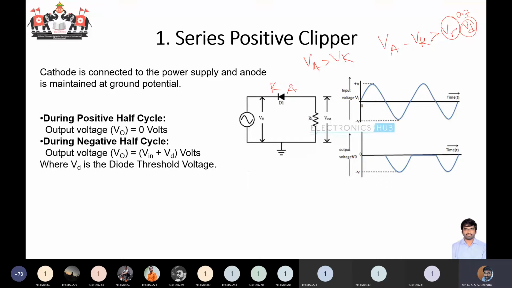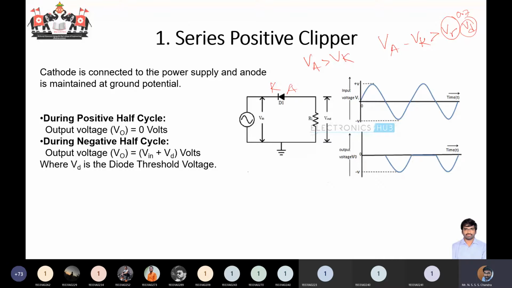Now let us consider the diode in the on condition for the positive half cycle. For the positive half cycle, what happens? Your cathode voltage is Vin, which is positive, so Vk is positive, whereas the anode voltage is negative. So obviously your diode D1 will be in off condition. When the diode D1 is off, V0 is equal to 0.